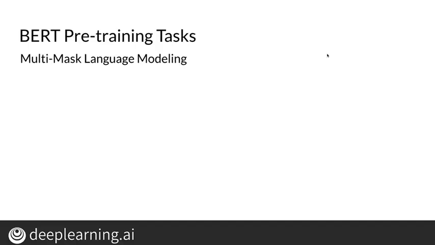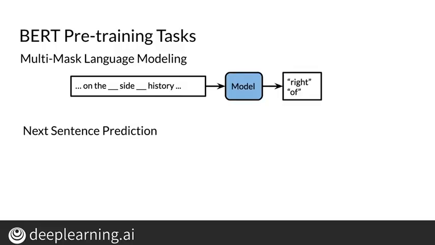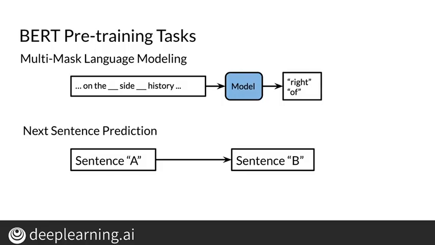So BERT pre-training tasks makes use of multi-mask language modeling, the same thing that you've seen before, and it makes use of next sentence prediction. So it takes two sentences and it predicts whether it's a yes, meaning sentence 2 follows sentence 1, or sentence B follows sentence A, or not.